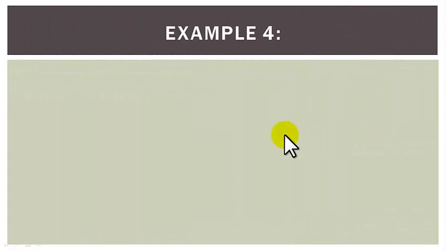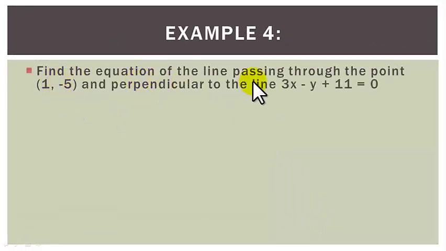Example 4. Find the equation of the line passing through the point 1, minus 5 and perpendicular to the line 3x minus y plus 11 equal to 0. Solution. To find a line passing through this point, we need to know the slope of that line. So to obtain the slope, we have to find the slope of this line first.